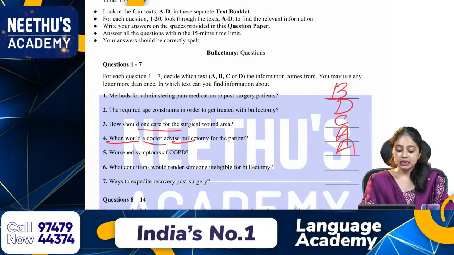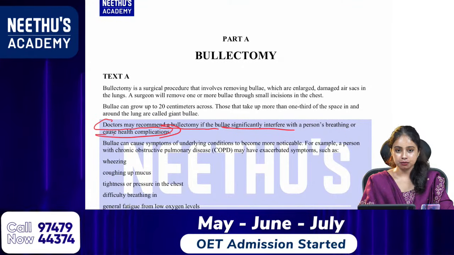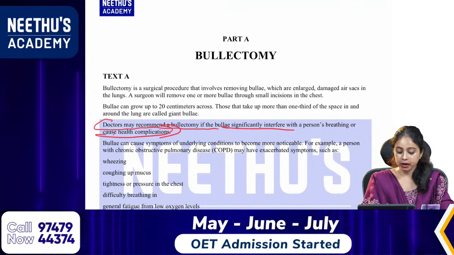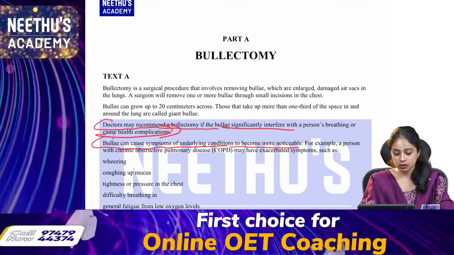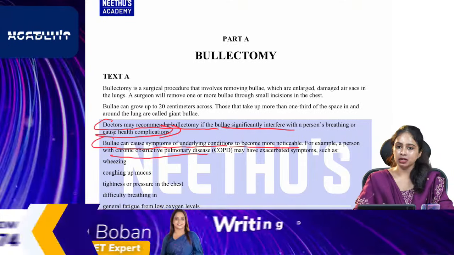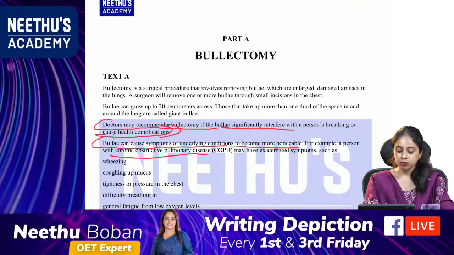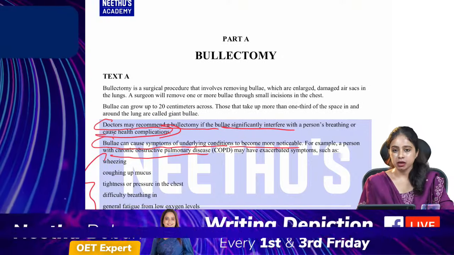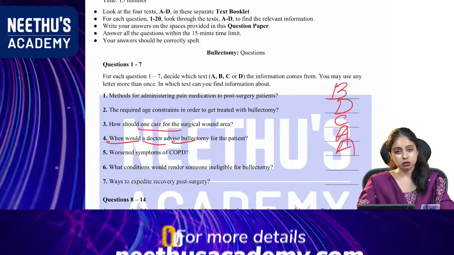Okay, worsened symptoms. So it is from which paragraph? It is mentioned in the fourth paragraph. Bullae can cause symptoms of underlying conditions to become more noticeable. For example, a person with chronic obstructive pulmonary disease, that is a worsening condition. So these are the symptoms mentioned, from text A. What about the sixth question?